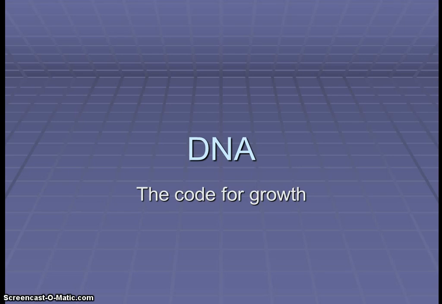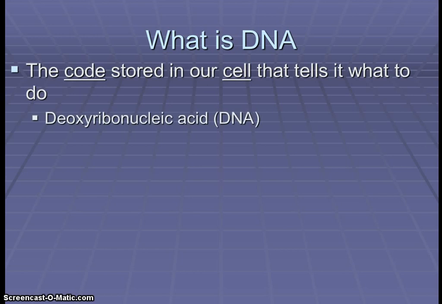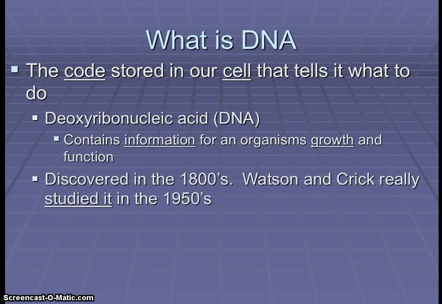Okay, we are looking at DNA, and DNA is what codes for growth or cell division. DNA is the code stored in our cells that tells them what to do. DNA stands for deoxyribonucleic acid, and it's this deoxyribonucleic acid which contains information for an organism's growth and function.